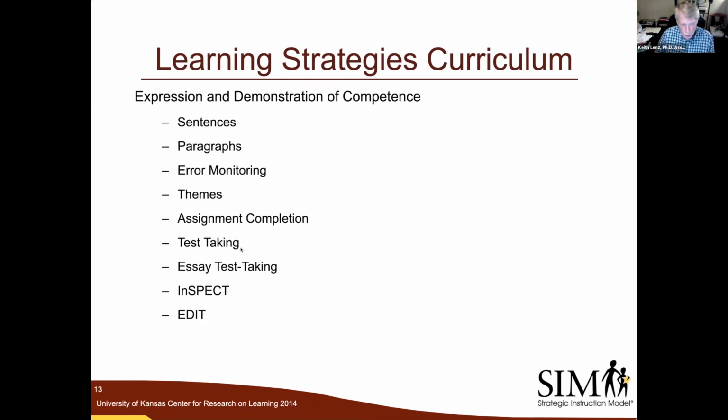The most popular one amongst teachers tends to be the test taking. What do you do when you have to sit down and take a test? Not studying, but what do you do for good test taking behaviors?